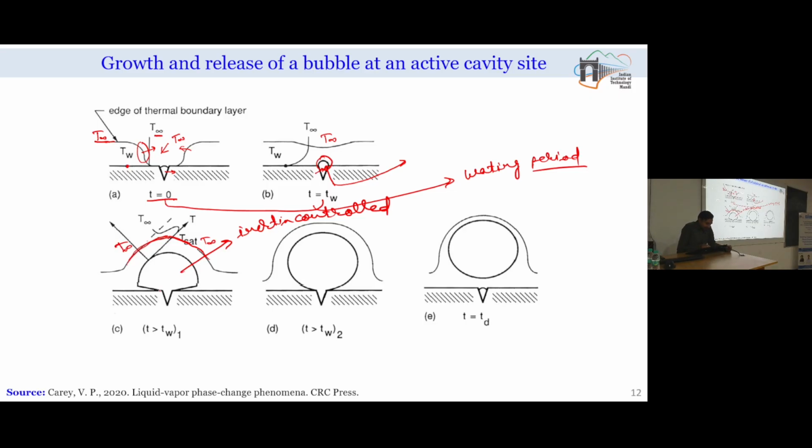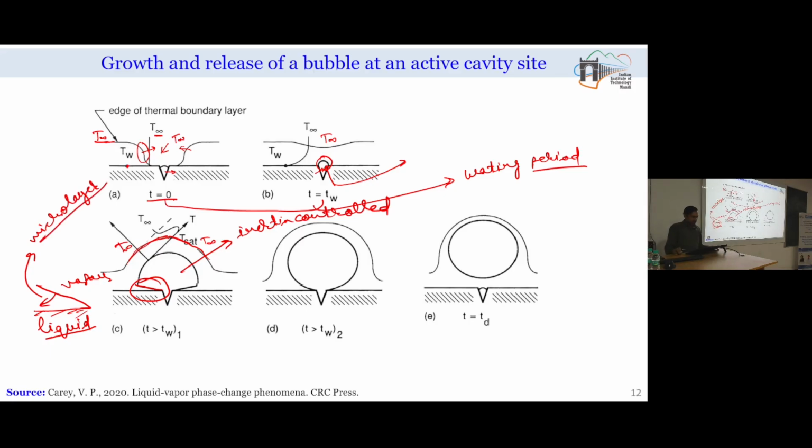Now, during this expansion process, as I told you, it is not a complete truncated spherical cap, but we have some interface over here also. If I zoom in on this, if this is my solid surface and this is the vapor, then in between the solid and vapor I have some amount of liquid which is entrapped over here. This amount of liquid is called the micro layer.